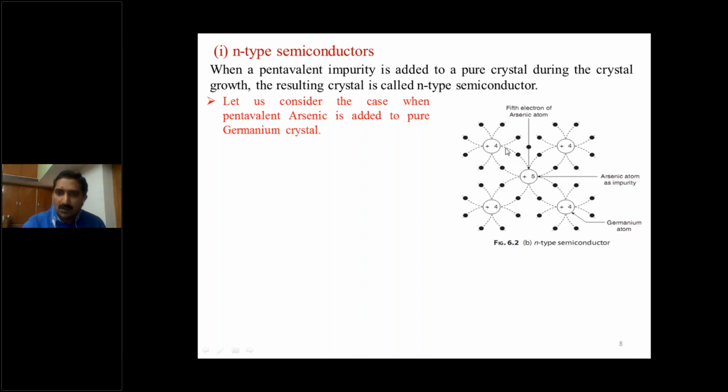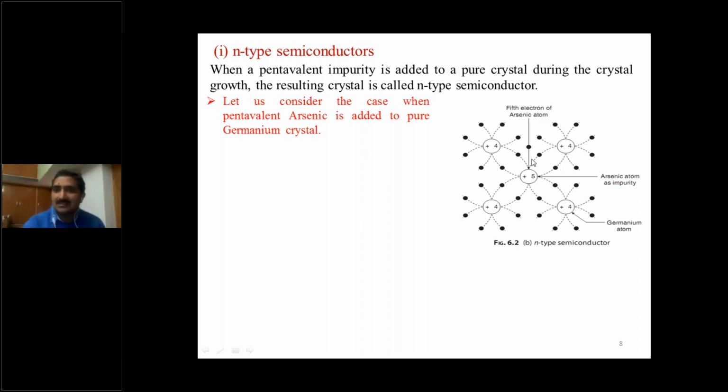As I already told, the dotted line indicates a covalent bond with the germanium atom. So the second atom's bond formation takes place, the third atom's, the fourth one's, and the fifth one. Four electrons participate in covalent bonds with the 4 other germanium atoms. This is the fifth electron of the arsenic atom.